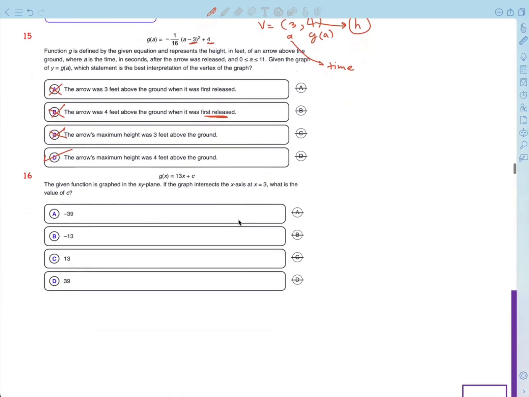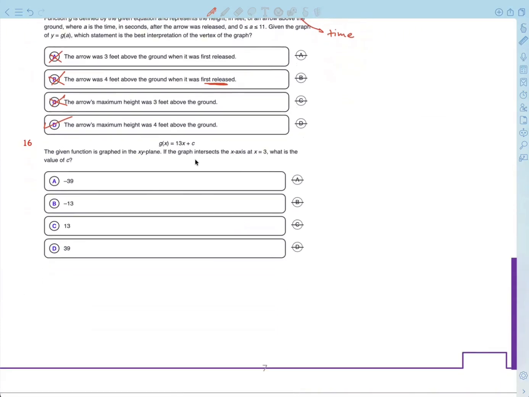Let's move to question 16. g of x equals 13x plus c. The given function is graphed in the xy plane and intersects the x-axis at x equals 3. What is the value of c? At x equals 3, y is 0. So we can replace x and y with 3 and 0 like this.